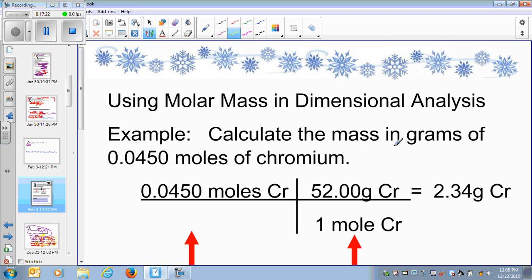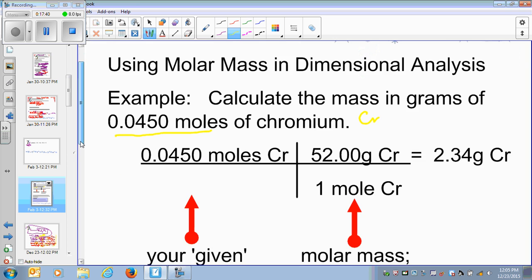So calculate the mass in grams of this many moles of chromium. Okay, chromium. What I'm given is the moles, and 1 mole of chromium is this many grams that I get from the periodic table. So I put moles here and grams go here.